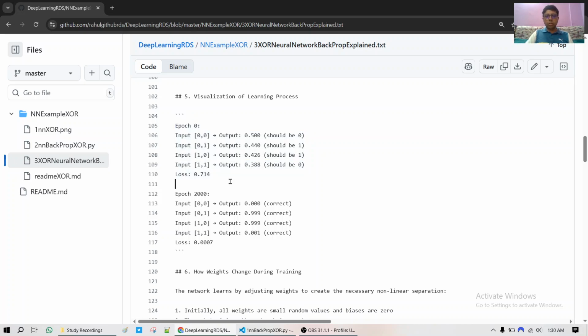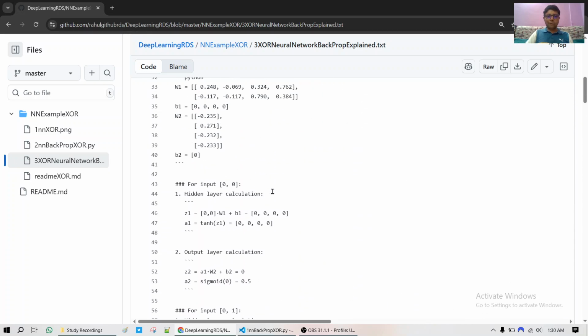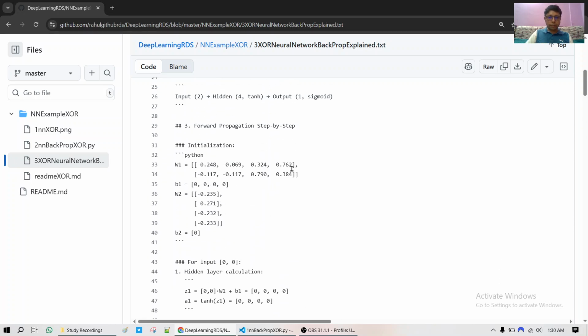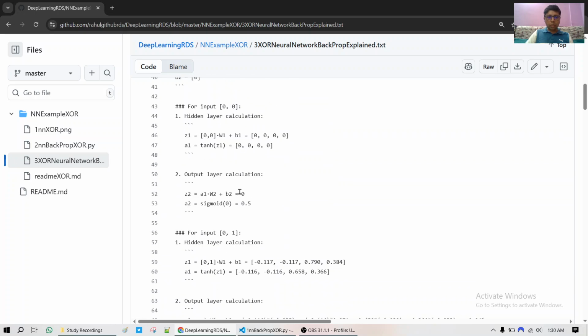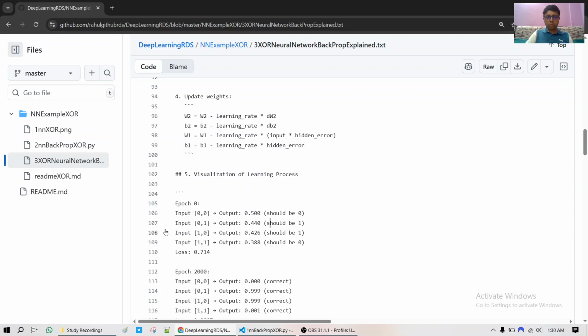In the first epoch, you will see that we provided the input 0 0 and we got the output 0.5. You see here, for the 0 0 input, the final output is 0.5, right? So for input 0 0, we got the output of 0.5. But what should it be? It should be 0.